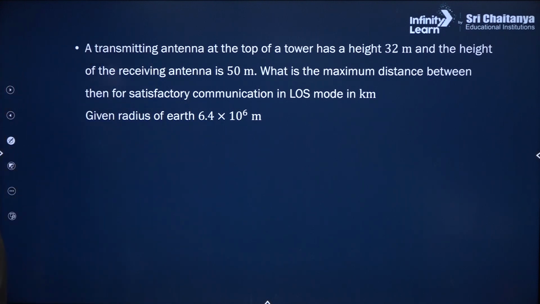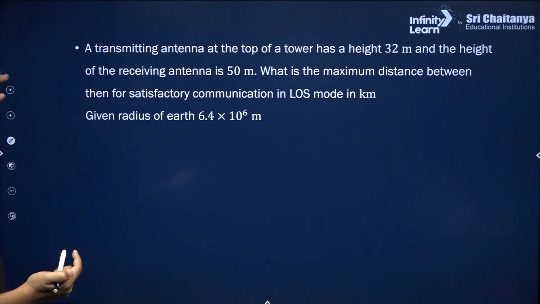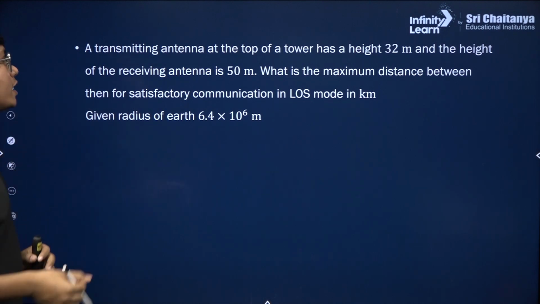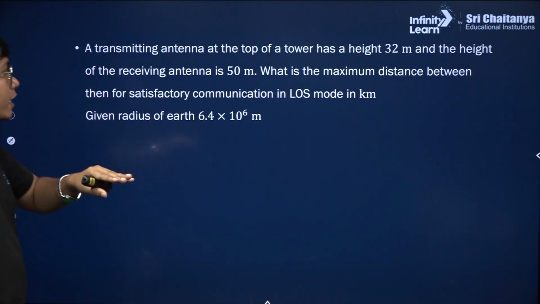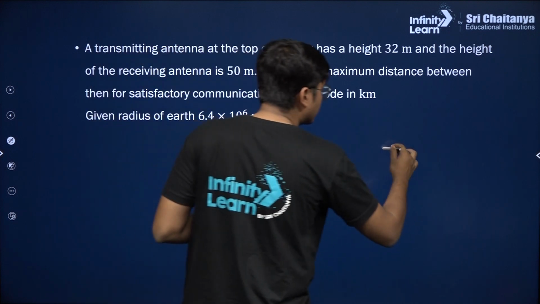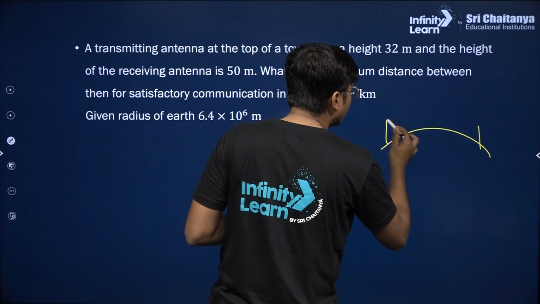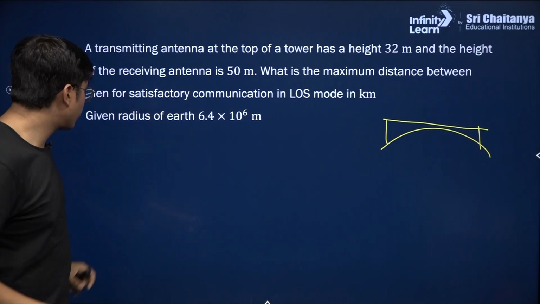Next one, a transmitting antenna at the top of a tower has a height of 32 meters and the height of the receiving antenna is 50 meters. What is the maximum distance between them for satisfactory communication in line of sight mode in kilometers? Line of sight mode means you have the surface, one antenna here, another here. They should be in line of sight. Now there is again a direct relation for that.